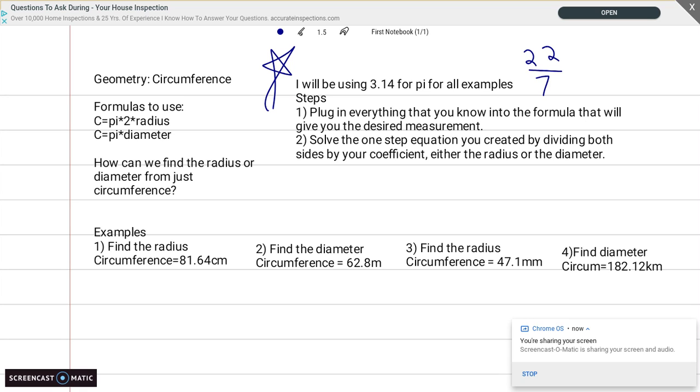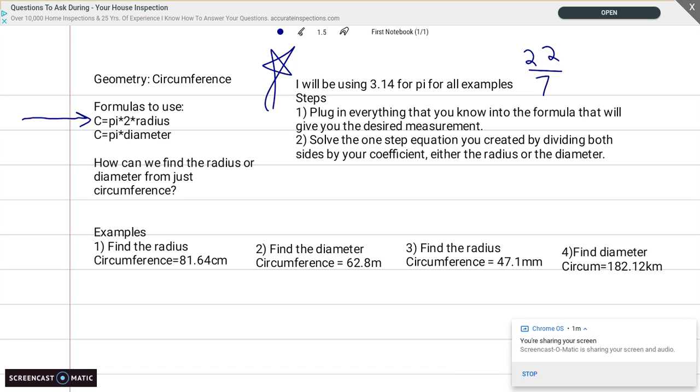The first thing you need to do is plug in everything that you know into the formula that will give you the desired measurement. So if I'm looking at the first problem, I'm trying to find a radius. So I would probably use the first circumference formula right here. Circumference equals pi times 2 times radius. And then this really becomes a one-step equation, and it is just a matter of dividing your coefficient.